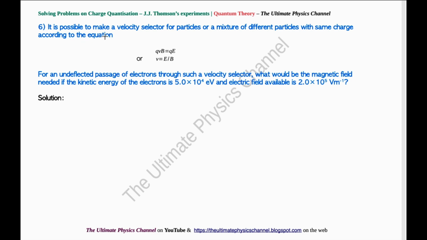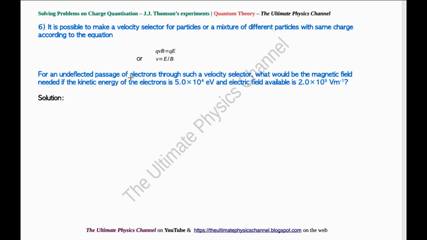It is possible to make a velocity selector for particles, or a mixture of different particles with the same charge, according to this equation, QVB equals QE, or V equals E over B, which we have already discussed in a problem as well. For an undeflected passage of electrons through such a velocity selector, what would be the magnetic field needed if the kinetic energy of the electrons is 5 times 10 power 4 eV and the electric field available is 2 into 10 power 5 volts per meter? So what is being asked here?